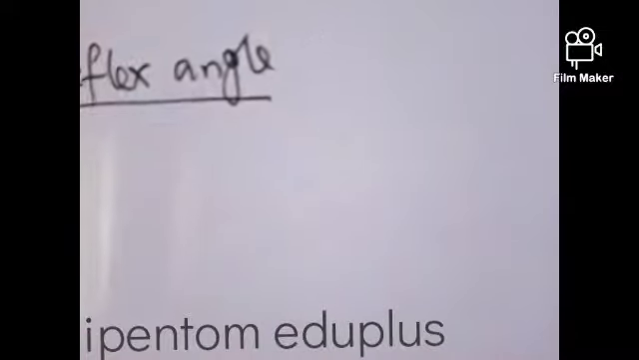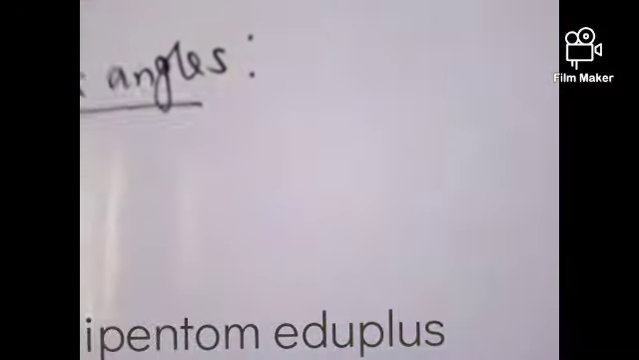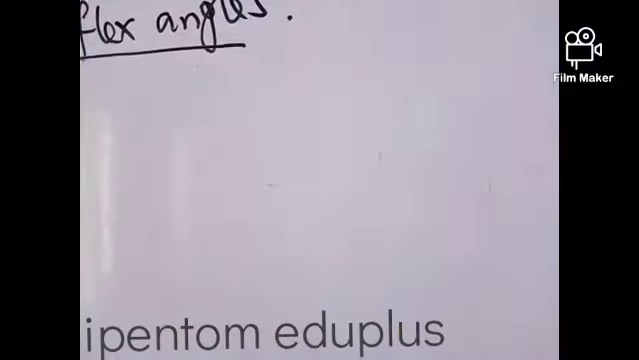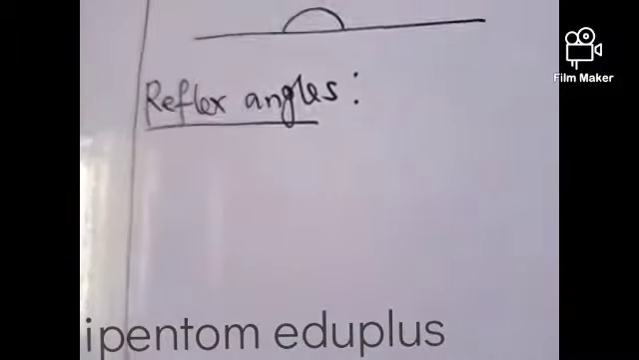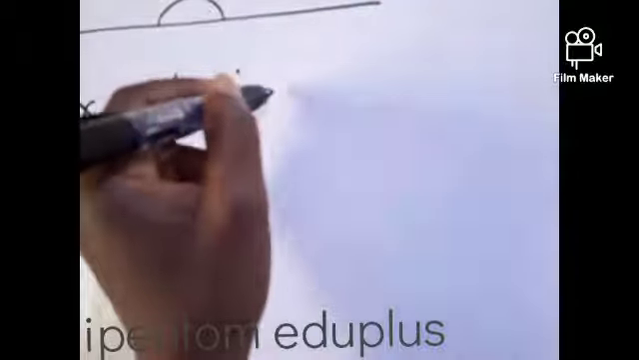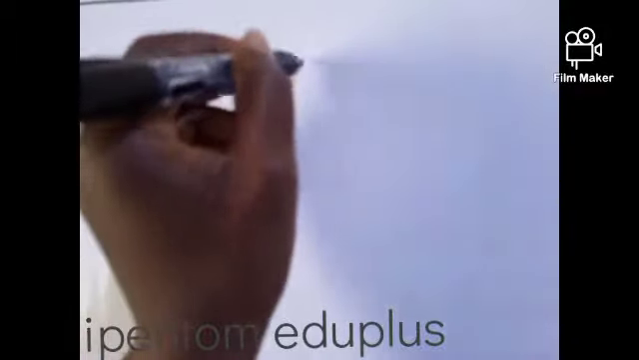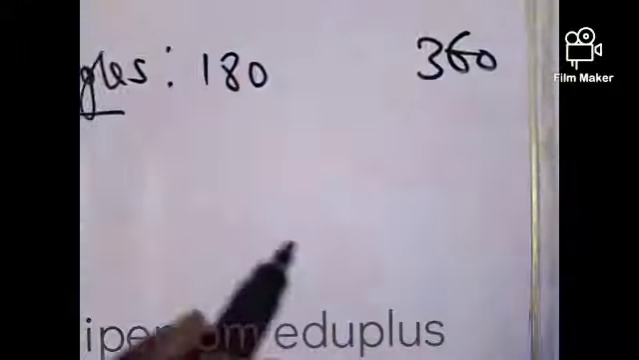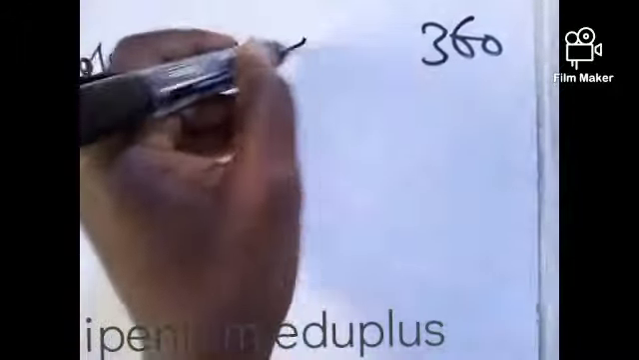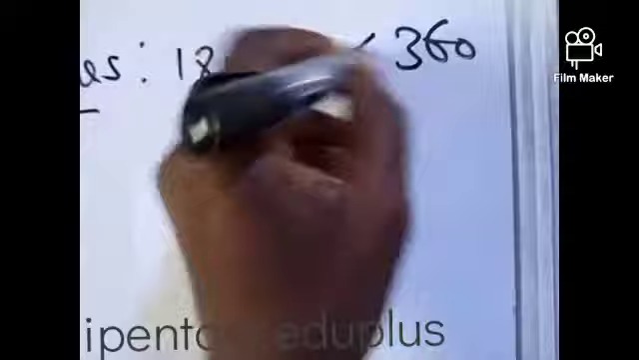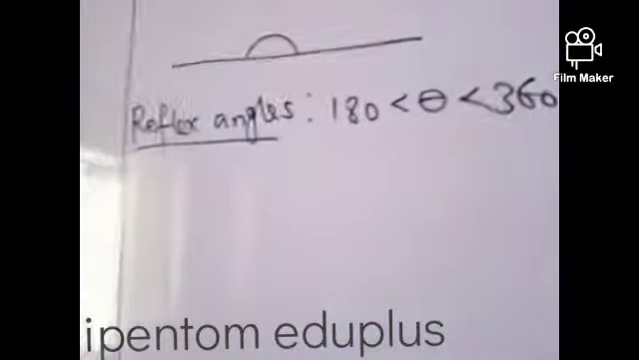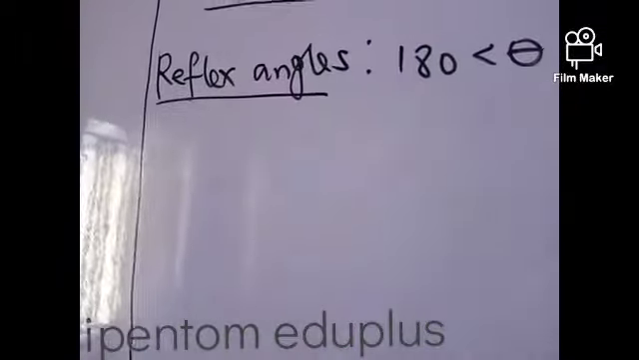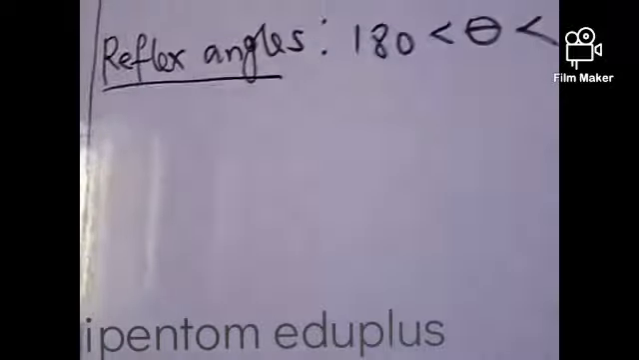Reflex angles are angles that are greater than 180 but less than 360 degrees. So we can say a reflex angle is between 180 and 360. How do we illustrate that? We say 180 is less than theta, but theta is less than 360. The next thing is examples.